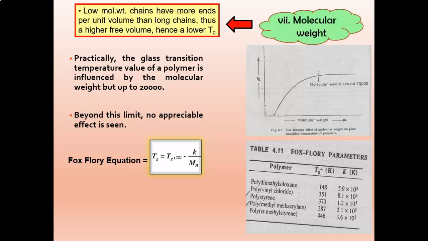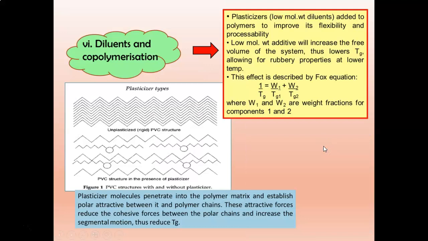As we can see here, Tg for poly(alpha-methylstyrene) is the largest, and it has 3.6 times 10 to the power of 5. Dia punya apa nama? Molecular weight dia lah. Okay. So we can see that as the Tg increases, the molecular weight will increase. Next is the diluents and copolymerization.